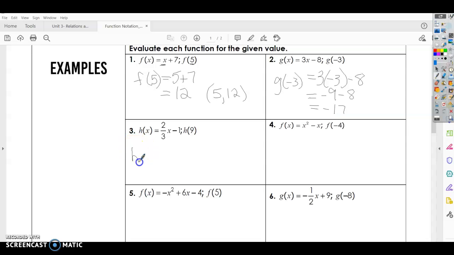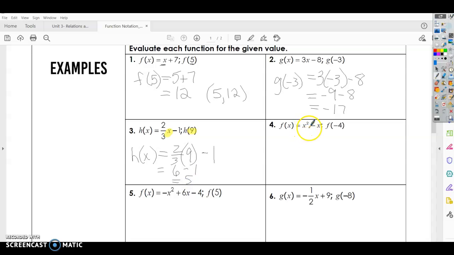All right, h of x equals 2/3 times x minus 1, this time h of 9. So all I'm doing is taking this 9 and putting it in for x. If we do 2/3 of 9, that's 6, minus 1. 6 minus 1 is 5.